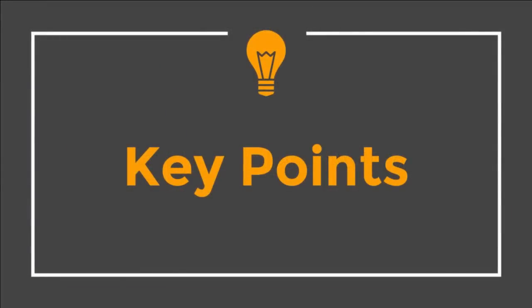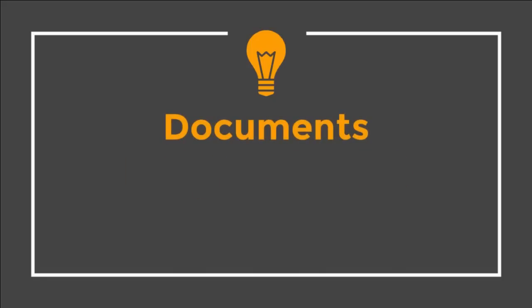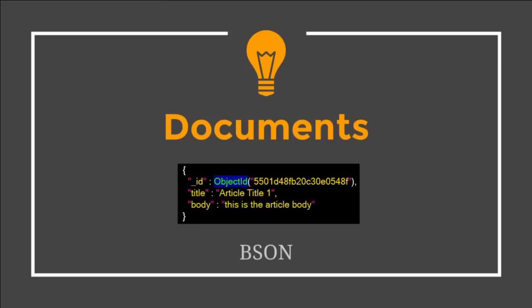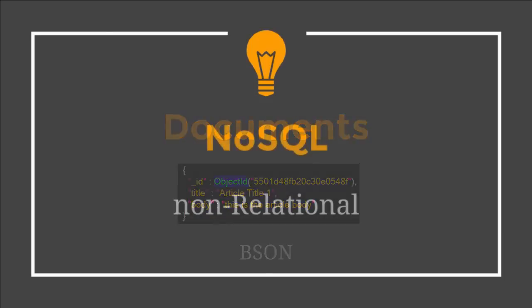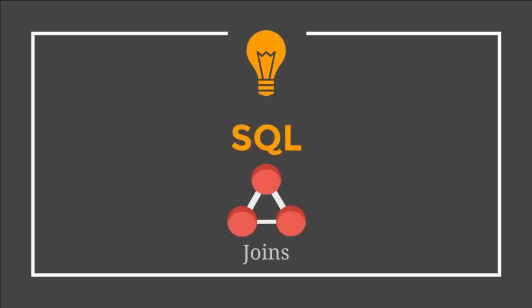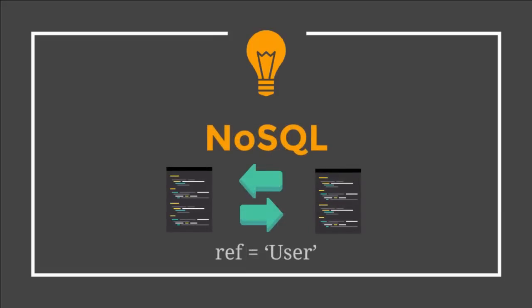There's a few key points to remember when dealing with MongoDB. Number one, instead of using tables as you would in SQL, we use documents. And these documents are structured in BSON, which is almost identical to the commonly used web language JSON. Number two, it is a NoSQL or non-relational database. The main difference when compared to a SQL database is you're not able to use joins to connect your database tables. Instead, however, we can use references to link between our various documents.